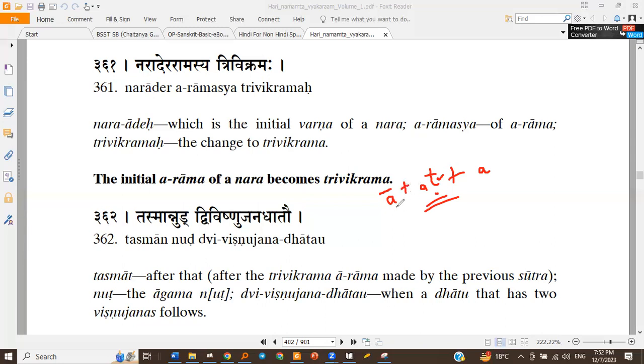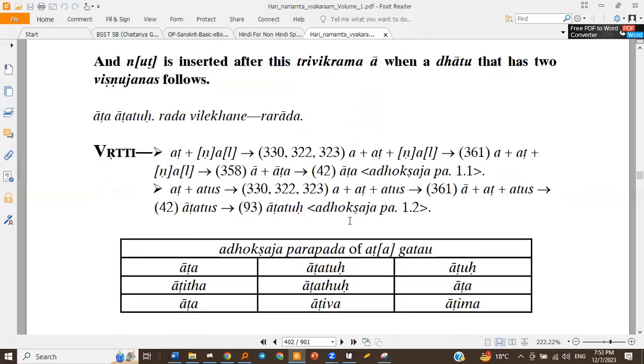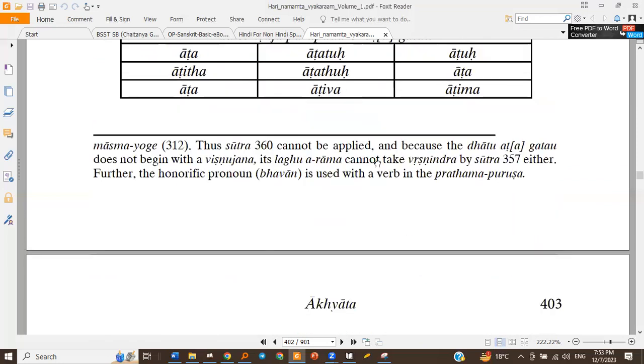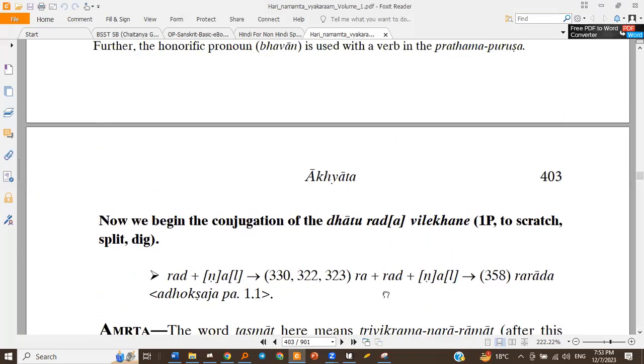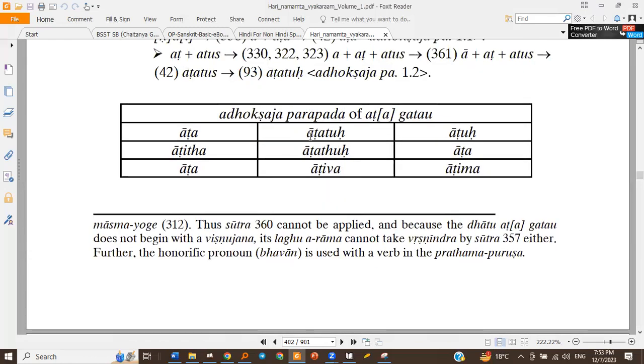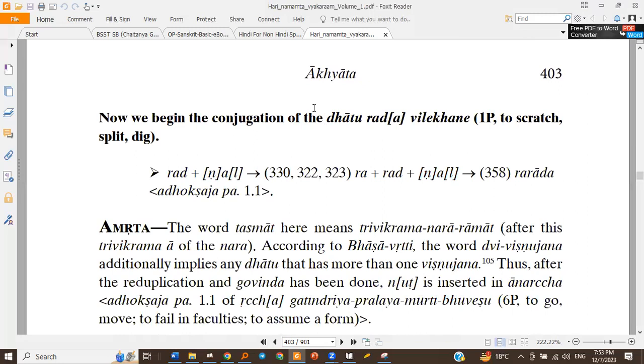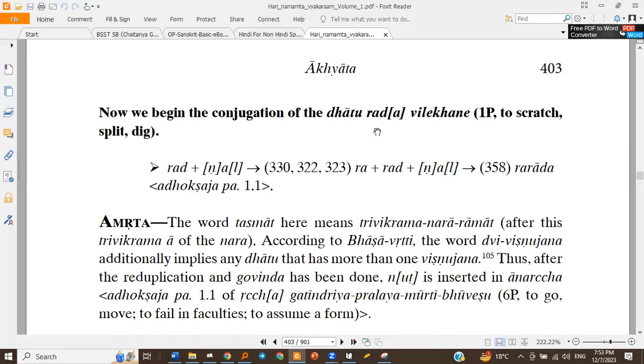Now what will happen? Dirgha Sandhi, Dashavatara Ekatmake. So we just get Aat, Aatatuhu, Aatuhu, and so on, Aatith and so on. We get these forms, and the other forms are made similarly. Again, if you want to cross-check all the forms, you can refer to the ashtadhyayi.com website and you will get the forms there. It's very nice. Then the next one is Radha Vilekhane. Radha Dhatu is there.